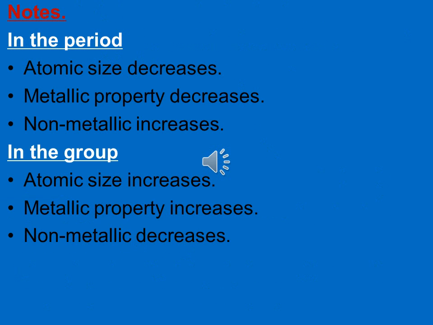Conclusion. In periods, as we go from left to right, atomic size decreases, metallic property decreases, because we said they are friends, decreasing together and increasing together. And the non-metallic property is increasing because it's opposite to metallic property. But in a group, as we go from up to down, atomic size increases and metallic property increases, but non-metallic property decreases.